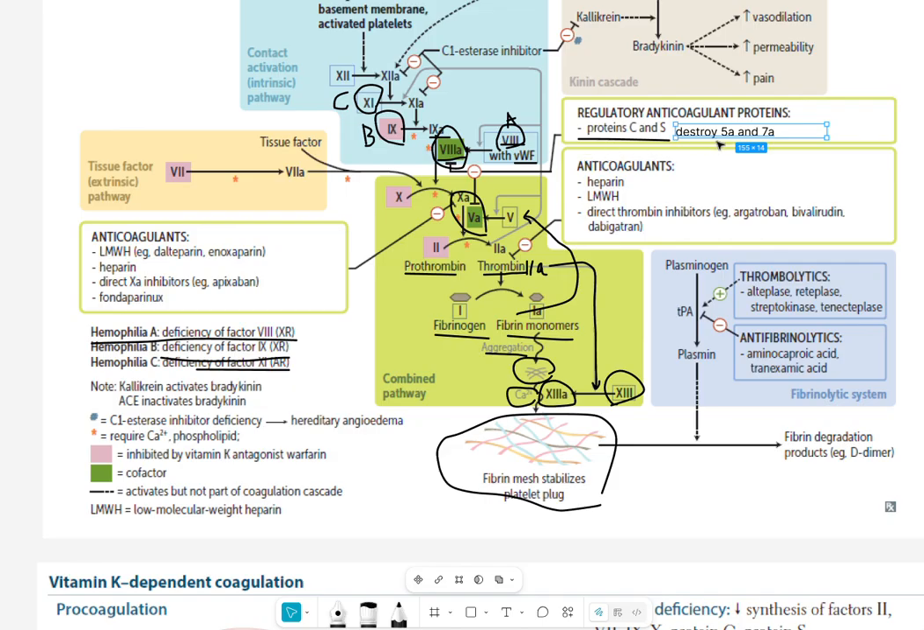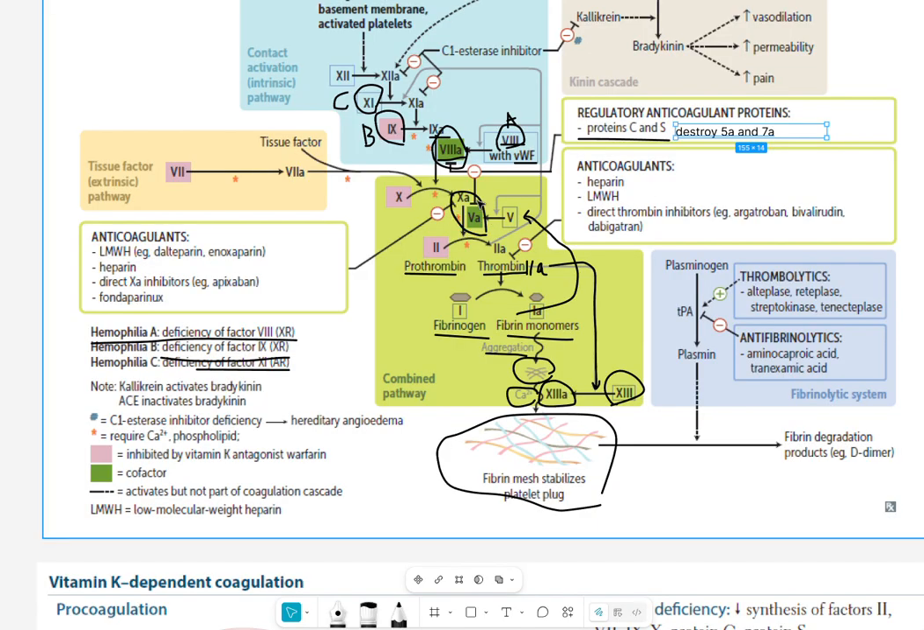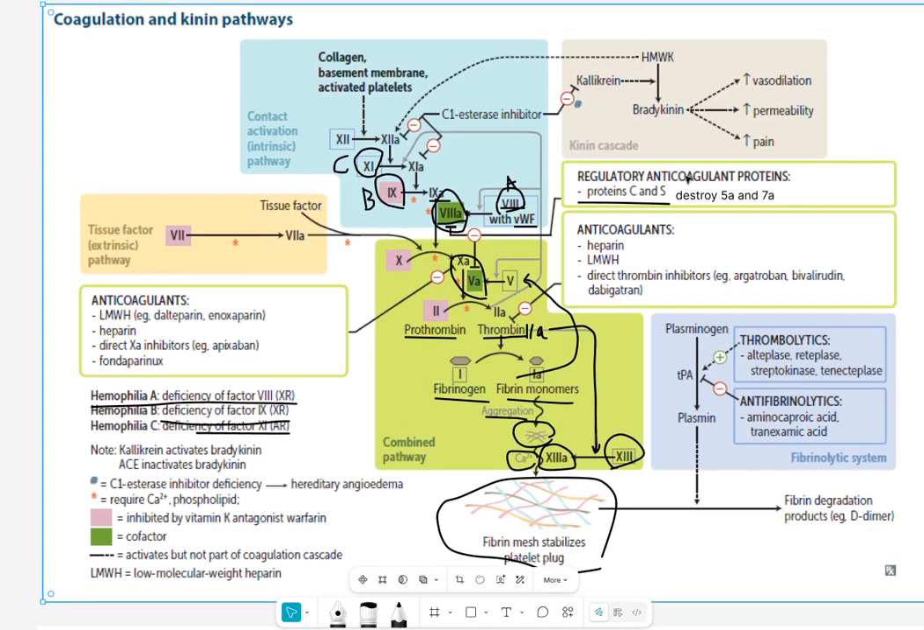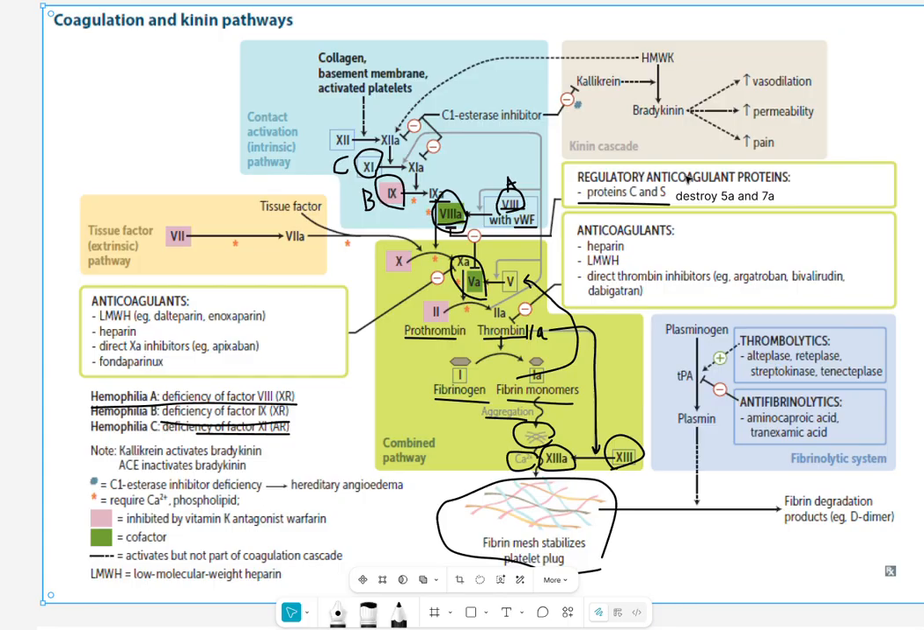If you're destroying 5A and 8A, what are you going to do? You're basically going to naturally anticoagulate, like you're going to stop clotting, right? So protein C and S are natural anticoagulants. And we have specific deficiencies where we don't have protein C or S. There's specific diseases where there's a deficiency of protein C and S, right? Okay, that is something I wanted to note here.